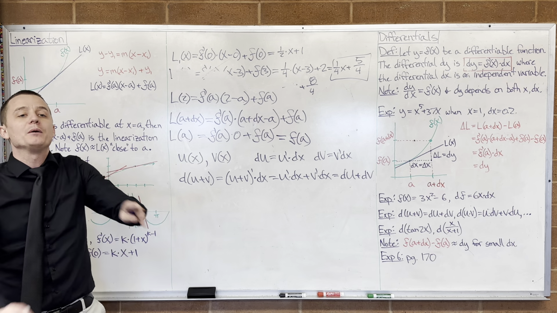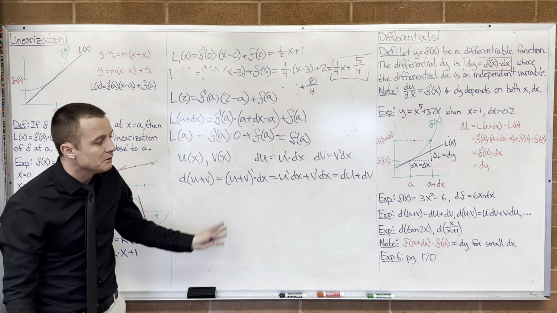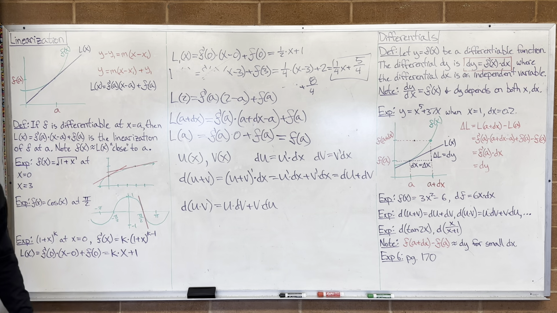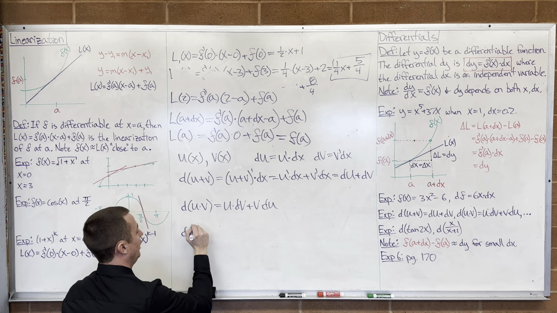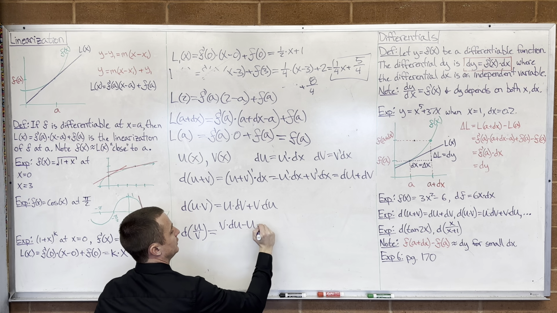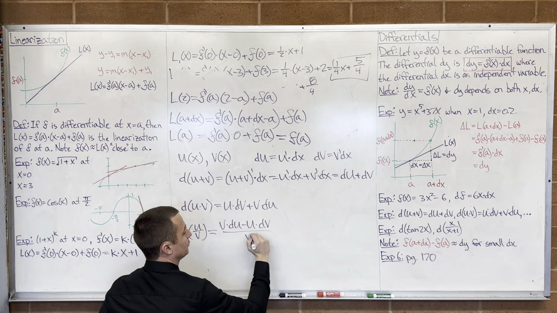Does that apply for all of our rules? That applies for all your rules. I'm not going to bother proving all these because it's the same thing. Just to write it out in notation, the differential of u times v is equal to the first times the differential of the second, plus the second times the differential of the first. And you do that with your quotient. The differential of u over v would be the bottom times the differential of the top, minus the top times the differential of the bottom, all over the bottom squared.